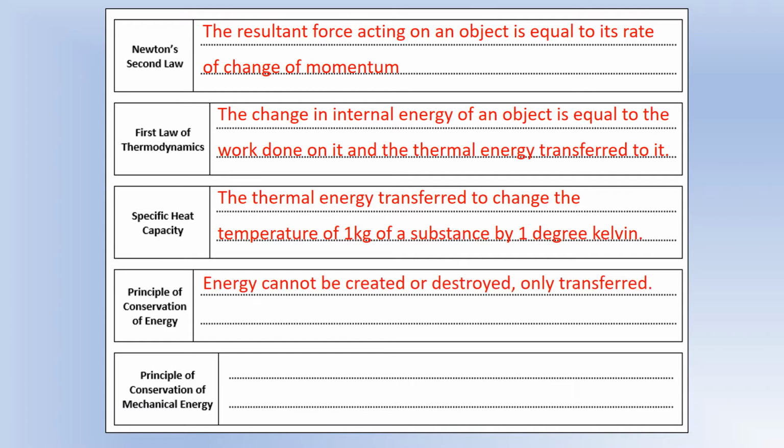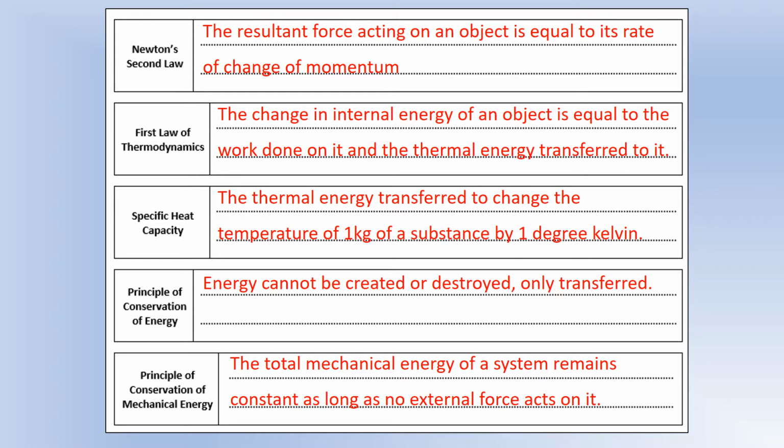Specific heat capacity is the thermal energy transferred to change the temperature of 1 kilogram of substance by 1 degree Kelvin. Conservation of energy states that energy cannot be created or destroyed, only transferred. And conservation of mechanical energy states that the total mechanical energy of a system remains constant as long as no external force acts on it. Okay, so those are our definitions.